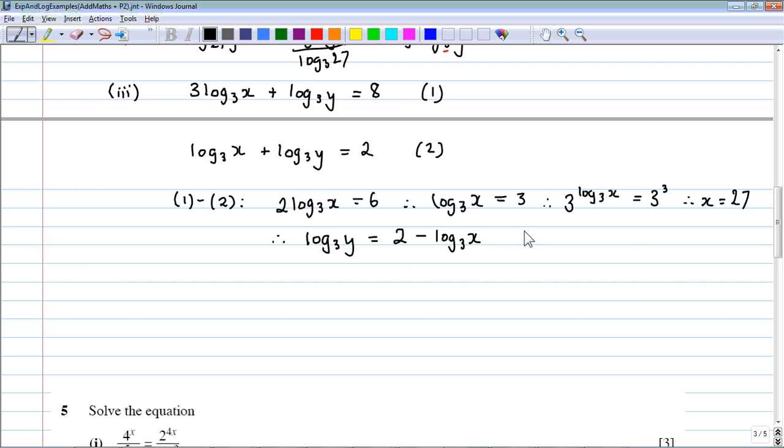So x is 27. Now this is 2 minus log base 3, so that's minus 1. So now we're asking the question, if we raise to the power 3, y is 1 over 3. So our answers are x is 27, y is 1 over 3.